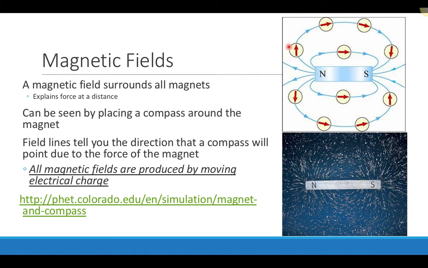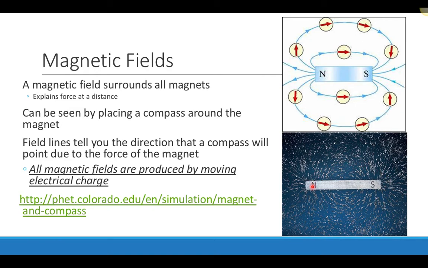So here we have a picture that's similar to the PhET simulation. It has the north and the south pole of the magnet. We have those compass needles, and then we have these lines drawn, and those lines represent the magnetic field that's present. And if I put the compass any place on that line, the compass would basically line up with those magnetic field lines. So this is what the magnetic field looks like for a bar magnet.